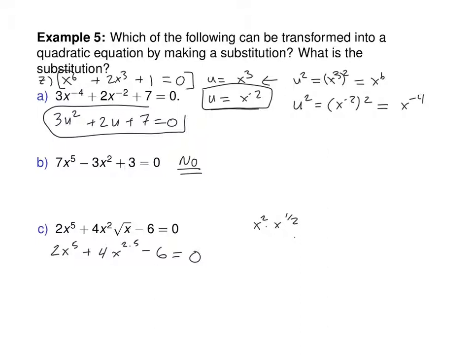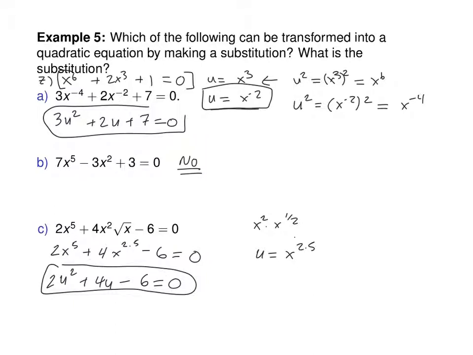So the substitution you'd make would be u equals x to the 2.5. And that'd be 2u squared plus 4u minus 6 equals 0. So you can choose if you do or do not want to actually use the letter u and substitute.